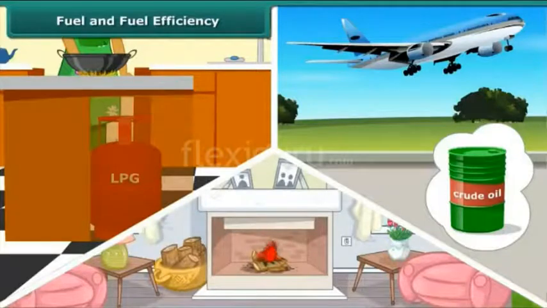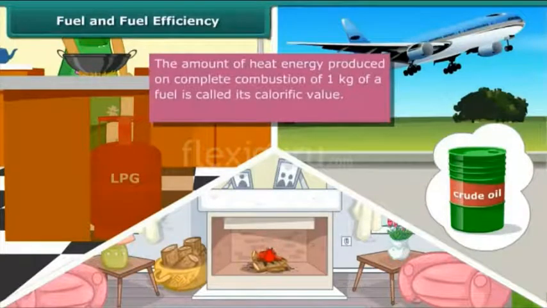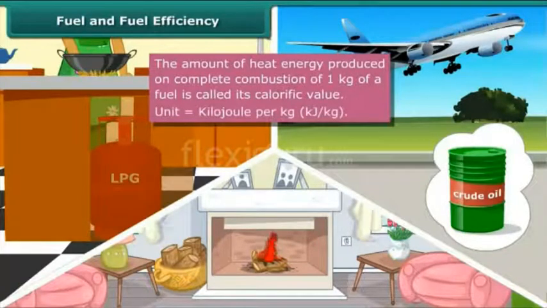All fuels do not burn efficiently. Fuel efficiency is determined by its calorific value. The amount of heat energy produced on complete combustion of 1 kg of a fuel is called its calorific value, and it is expressed in a unit called kilojoule per kg. Calorific value of LPG is more than wood or coal. That is why LPG is a more efficient fuel than wood or coal.